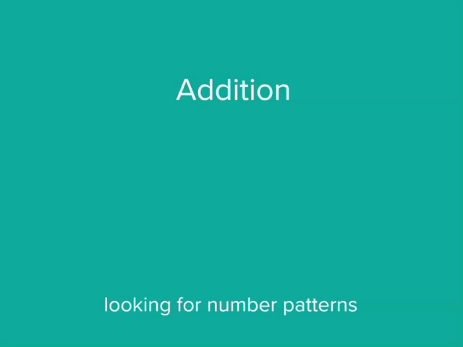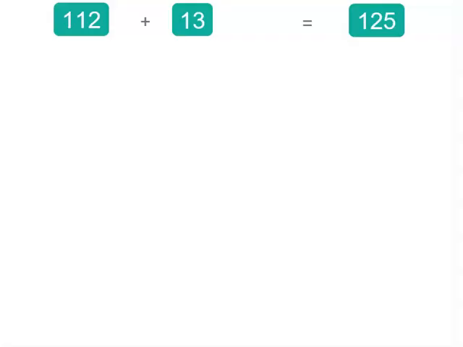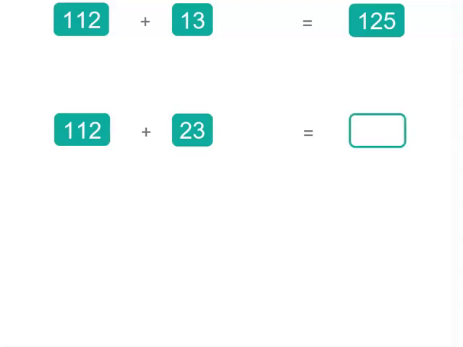Can you spot any patterns in addition by looking at how our number changes? If we know that 112 plus 13 equals 125, and then we have 112 again, but this time we add 23 on, we need to work out the answer. But we can use the first number problem to help us.